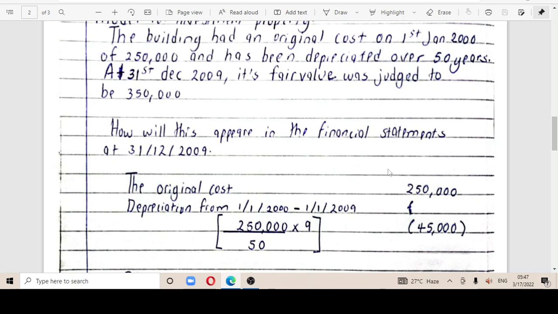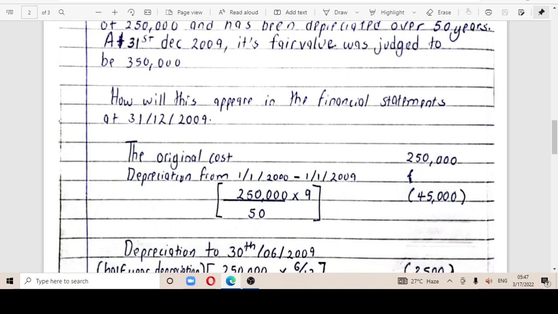We all know the original cost was 250,000. So we are going to calculate the depreciation for the 9 years. 250,000 divided by 50 is the depreciation for the whole year, but we want it for the 9 years, that is from 2000 to 2009, which is going to give us 45,000. So this is the depreciation for the 9 years.